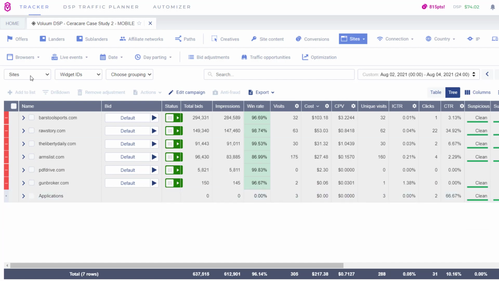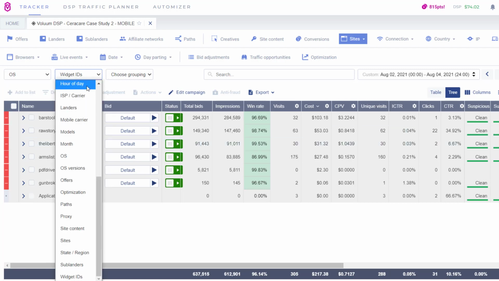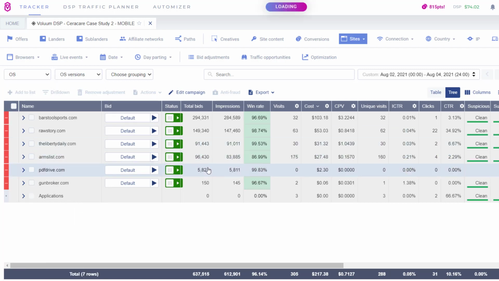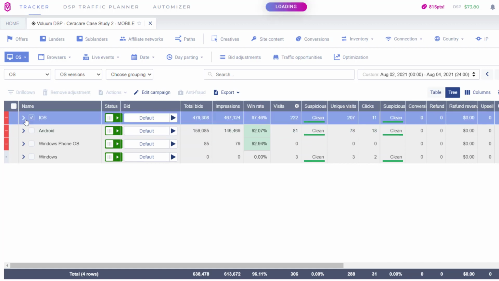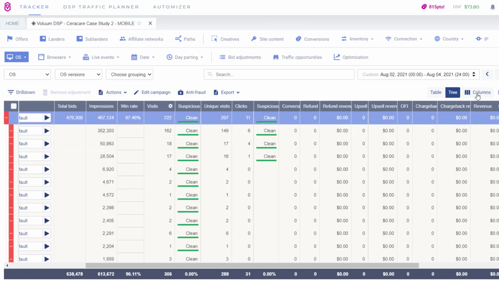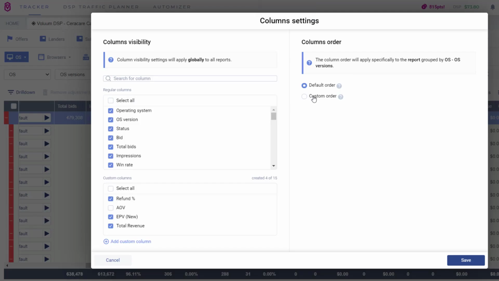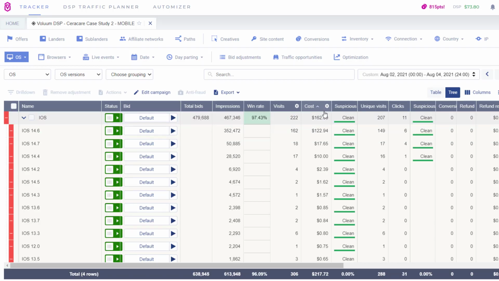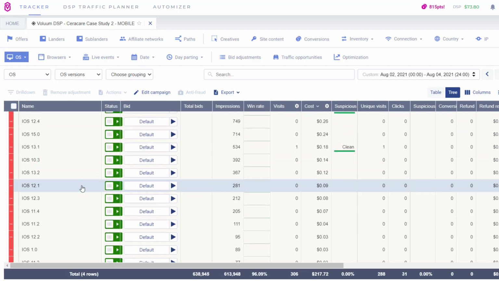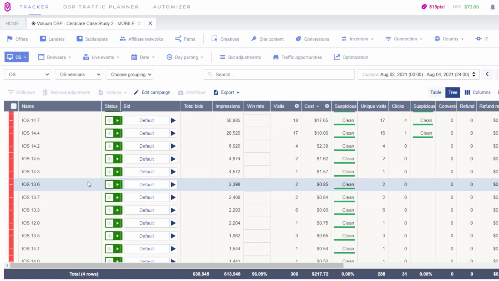And then the third one is to go to operating system and then OS versions. See what operating systems and what versions of those are costing you the most money, and which ones seem like they have potential. And I'm going to come edit the columns real quick, and I'm going to bring cost a little higher. So iOS 14.6, that's one of the newer ones, I believe. I think the highest is like at 15 now.